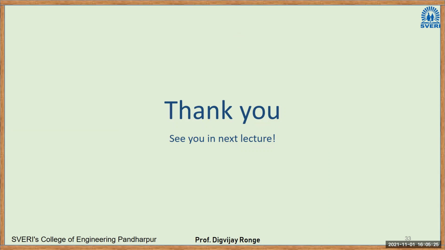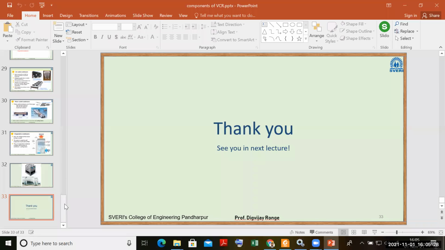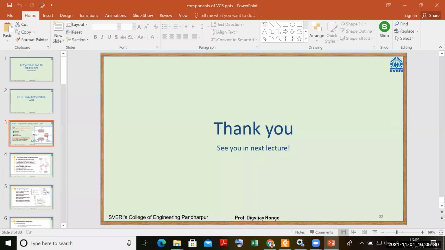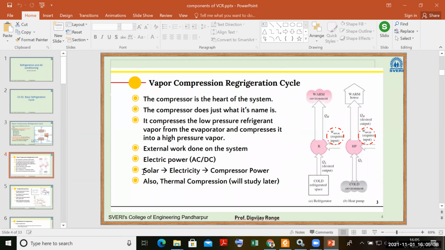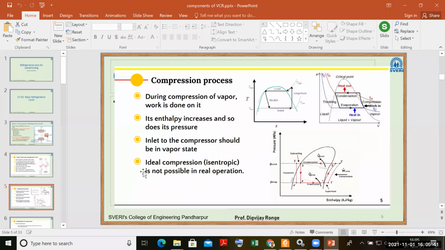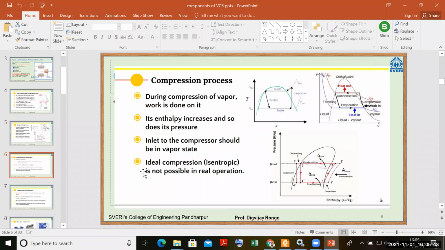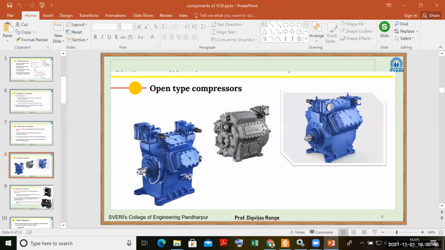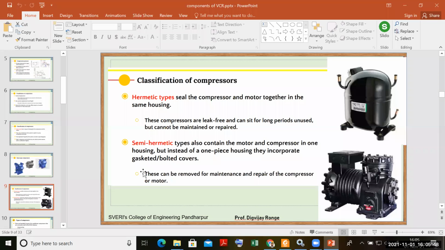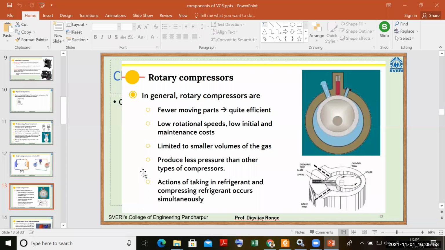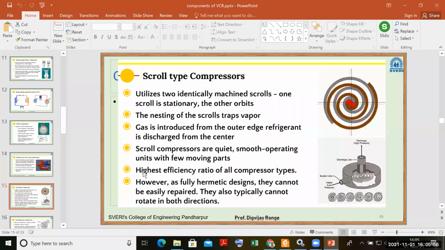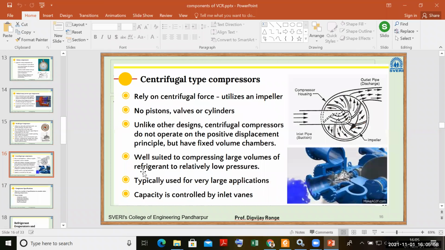In this session, I will again quickly recap whatever we have learned today. We started with the basic cycle of VCRS, right? Then we went for the compressors, the compression process. Then we have seen the classification of compressors: hermetic, semi-hermetic, reciprocating compressors, then rotary type, then helical screw type, then scroll type. Centrifugal compressors are generally used for large applications.